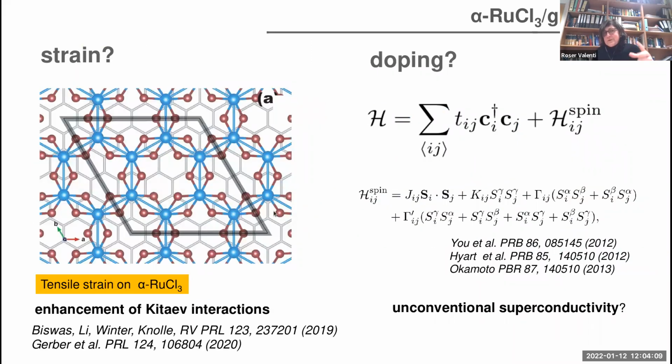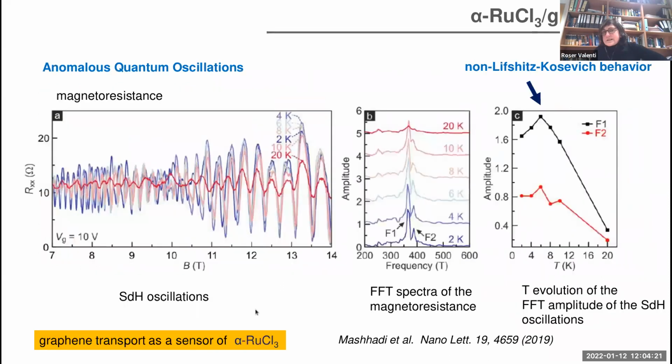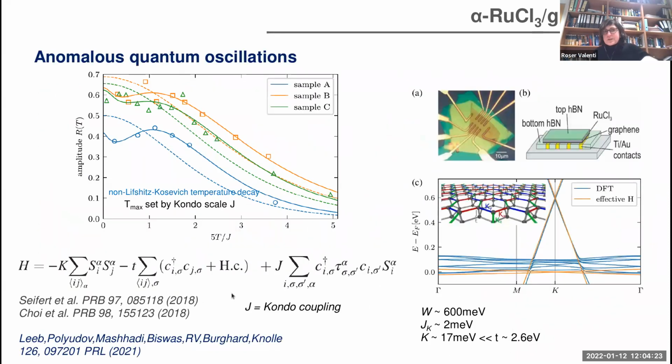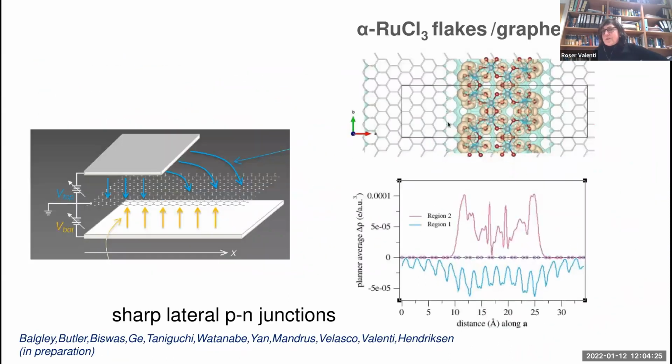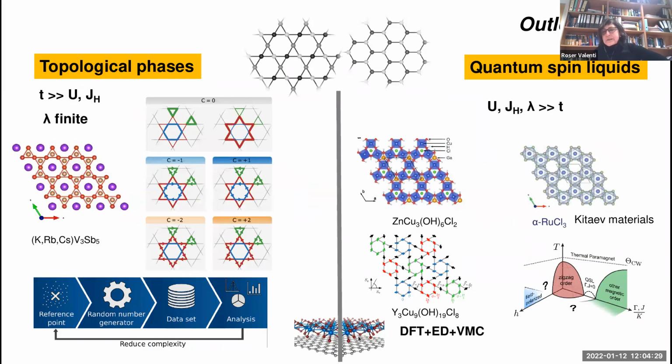Indeed, by changing your alpha ruthenium trichloride, you are sort of killing these interactions that you didn't like. So the Kitaev interactions are promoted. And maybe this is a route to follow. So maybe just skipping that, it's a route to follow to also consider heterostructures. So here it's my last slide.